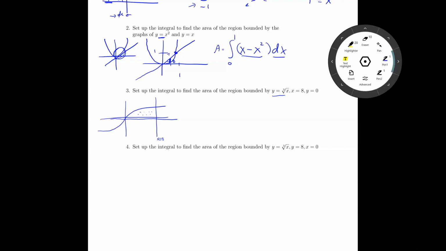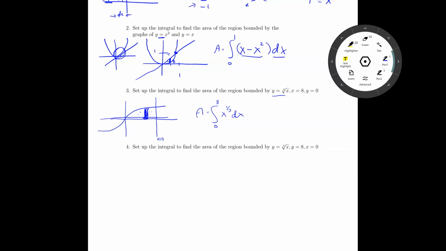So to find that area, we're going to build rectangles like this. The bottom of the rectangle touches the x-axis, so the height of the rectangle is just up to the function, x to the 1/3. dx is the thickness of the rectangle, and I'm going to build the rectangles between 0 and 8, x equals 0 to x equals 8. And that would be it.